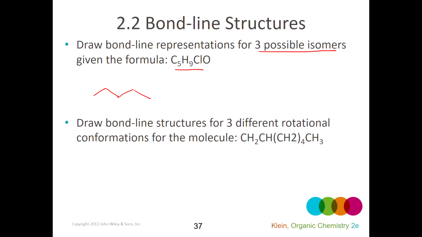Then I got to put a chlorine and an oxygen in there. I don't really care where they go. I'm just going to put them in and see what happens. So there's some trial and error here. Maybe I'll put a hydrogen on there so the oxygen makes its octet and doesn't have any formal charge. So does that bond line representation match the formula? Well, it's got 5 carbons, a chlorine, and an oxygen.